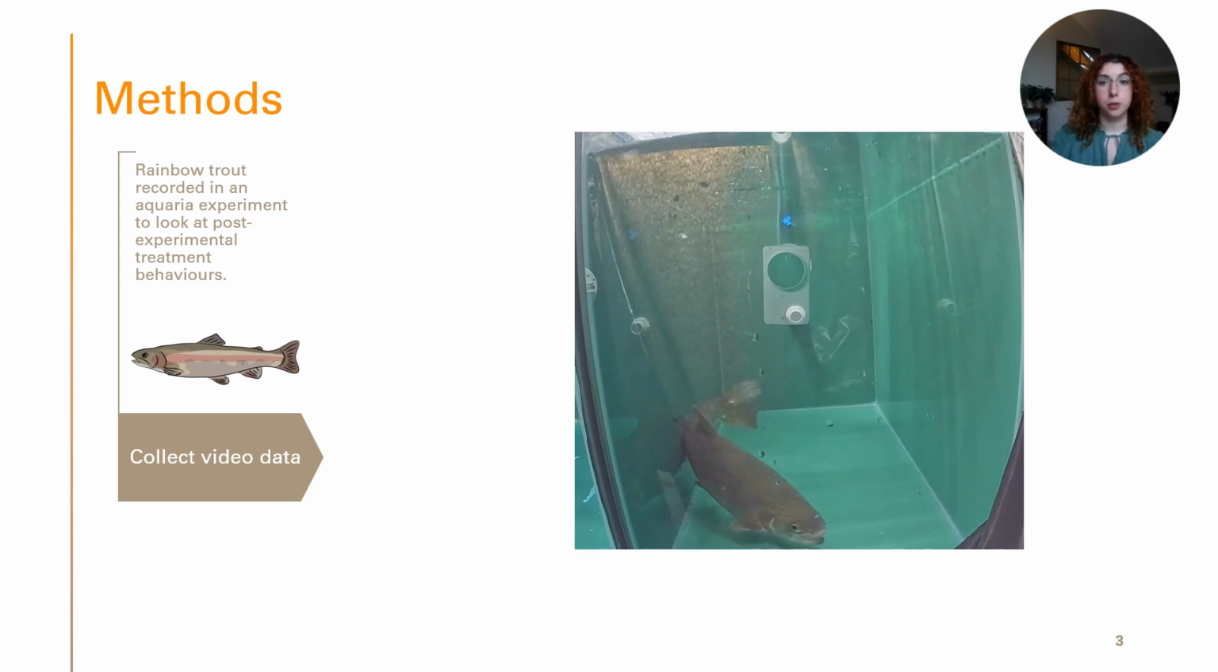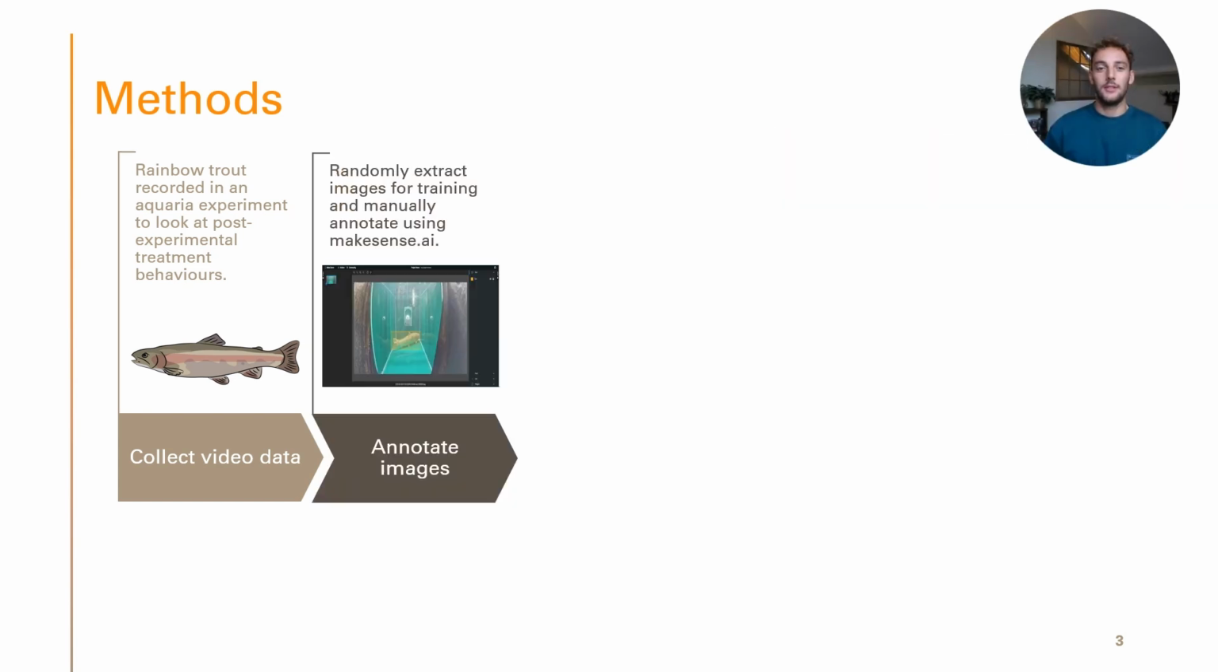Rainbow trout were continuously recorded in isolation tanks for up to 48 hours after an experimental procedure. During the procedure, fish were exposed to air and given an artificial irrigation treatment. We randomly extracted around 1200 frames from the gathered footage, weighting the sample equally between experimental groups.